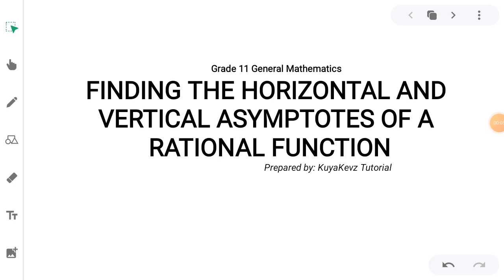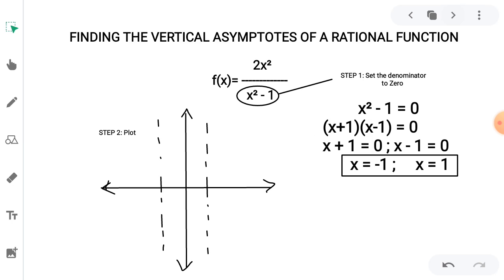So after getting the range and domain of the rational function, this time we are going to find the horizontal and vertical asymptotes of a rational function. In finding the vertical asymptotes, we need to first set the denominator equal to 0. Again, in this given problem, we need to set the denominator equal to 0. Parang yung ginawa lang natin in finding the domain, and actually ganun yung gagawin natin dito sa vertical asymptotes.